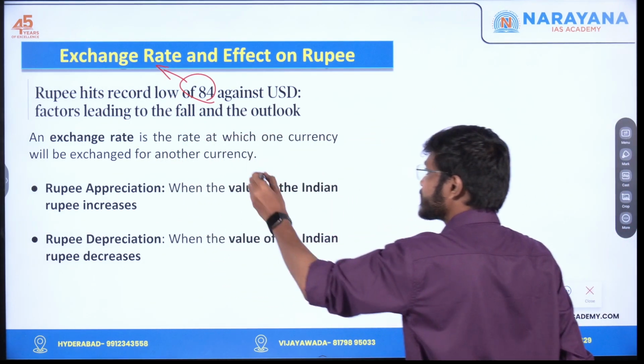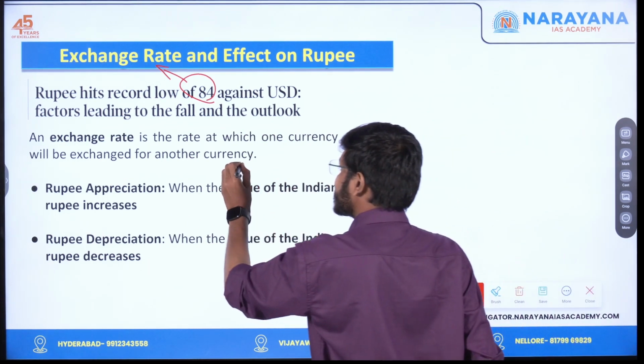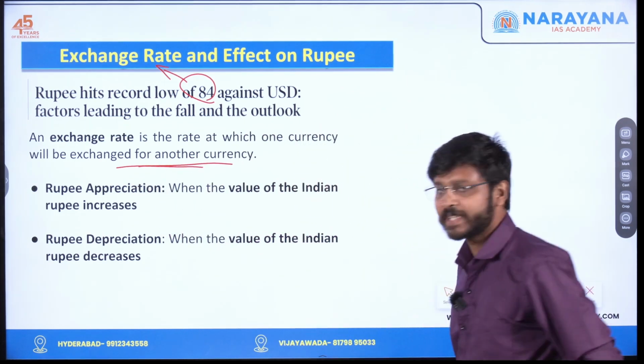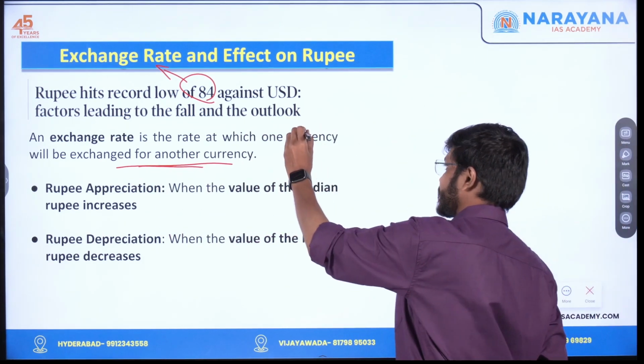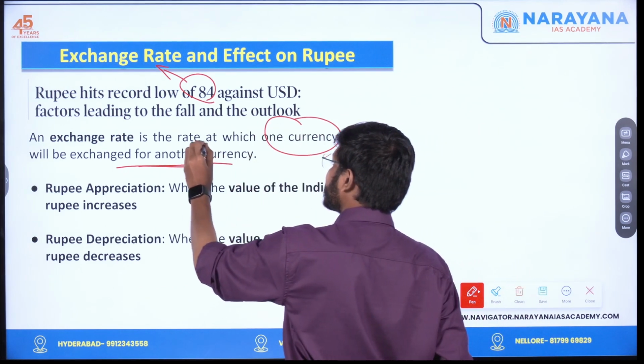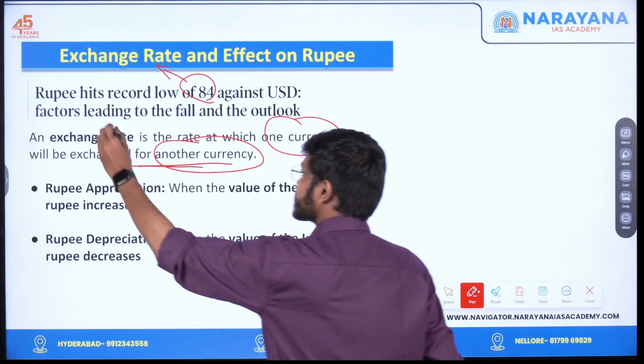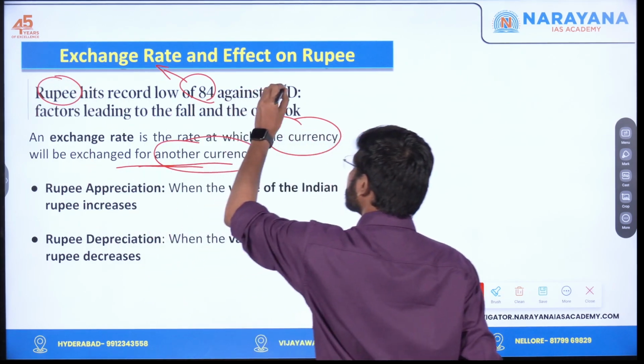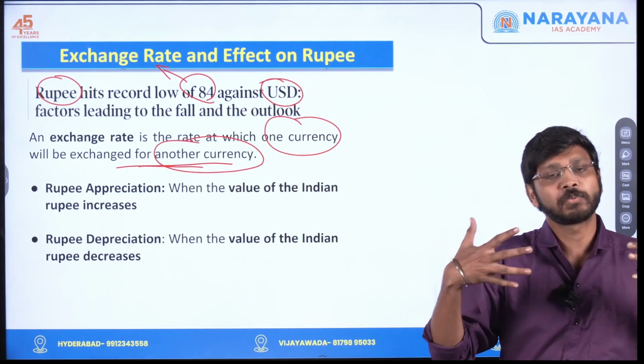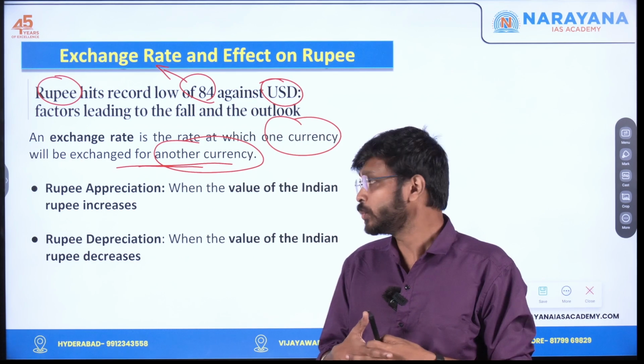What is an exchange rate? Exchange rate is the rate at which one currency will be exchanged for another currency. Here you can see that two currencies are there: one is Indian rupee, another one is US dollar. So basically we are comparing these two currencies.